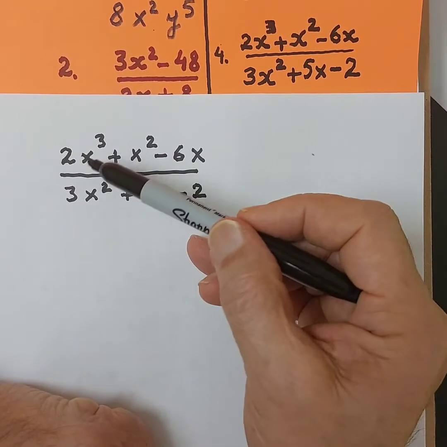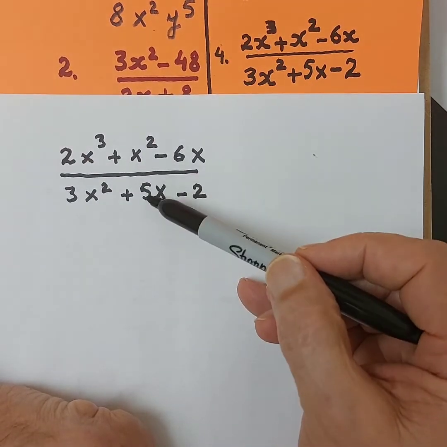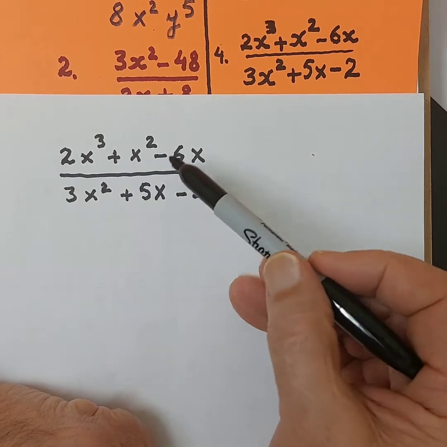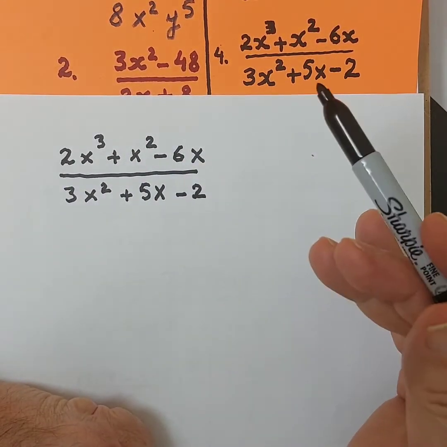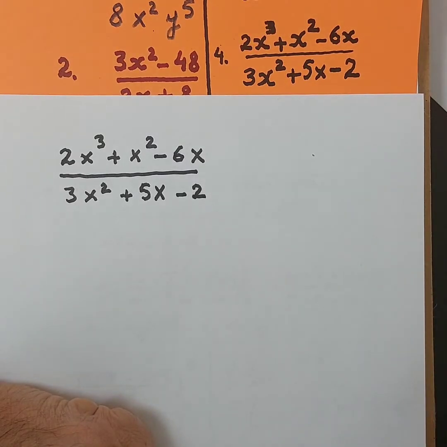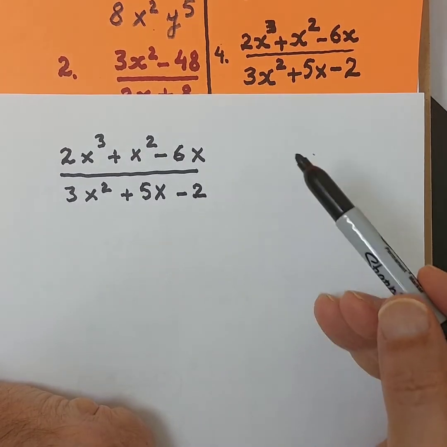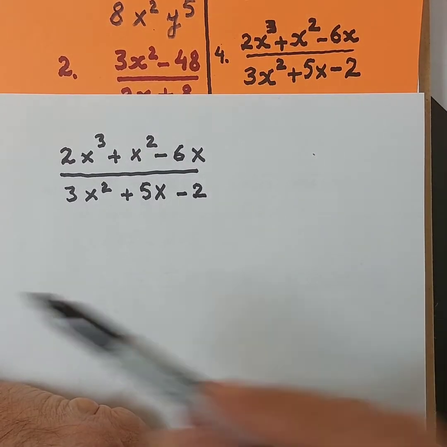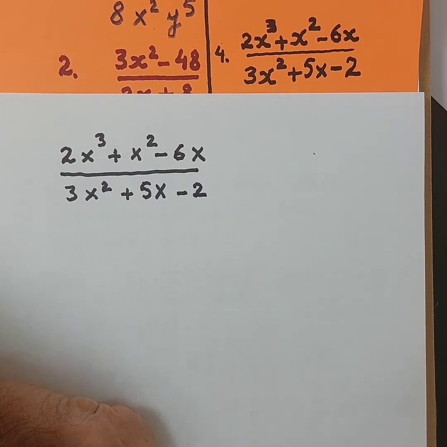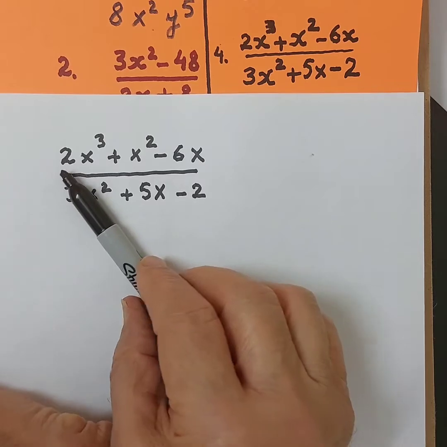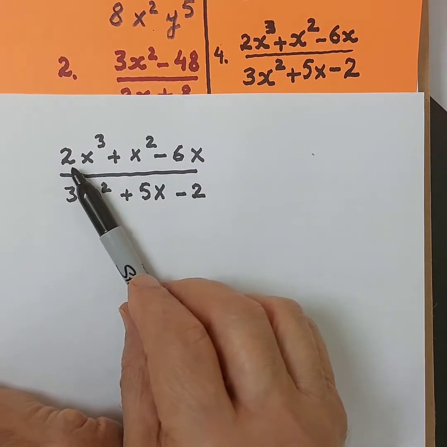So we can't make cancellation between x cubed and x squared here, or this and this, or this and this. We have to make factoring to change this form into factors multiplied by another factors. And same in the denominator. Then we will look if there are any factors that are similar, we cancel them together. By this way we make the simplifying. Here, if we look at the terms, is there any common factor here?